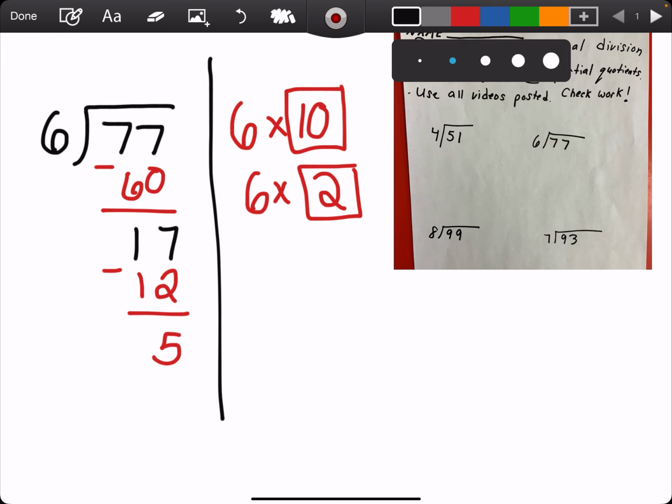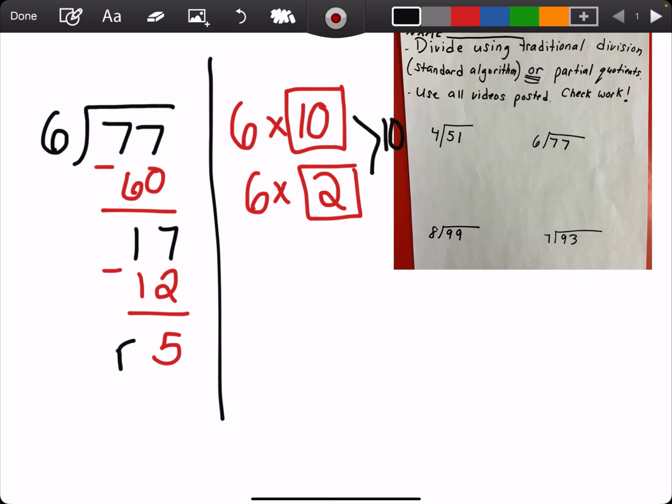5 is less than 6, so 6 can't go into 5, so that's my remainder. I add the 10 and the 2, and that gives me 12. So our answer is 12, remainder 5. Okay.